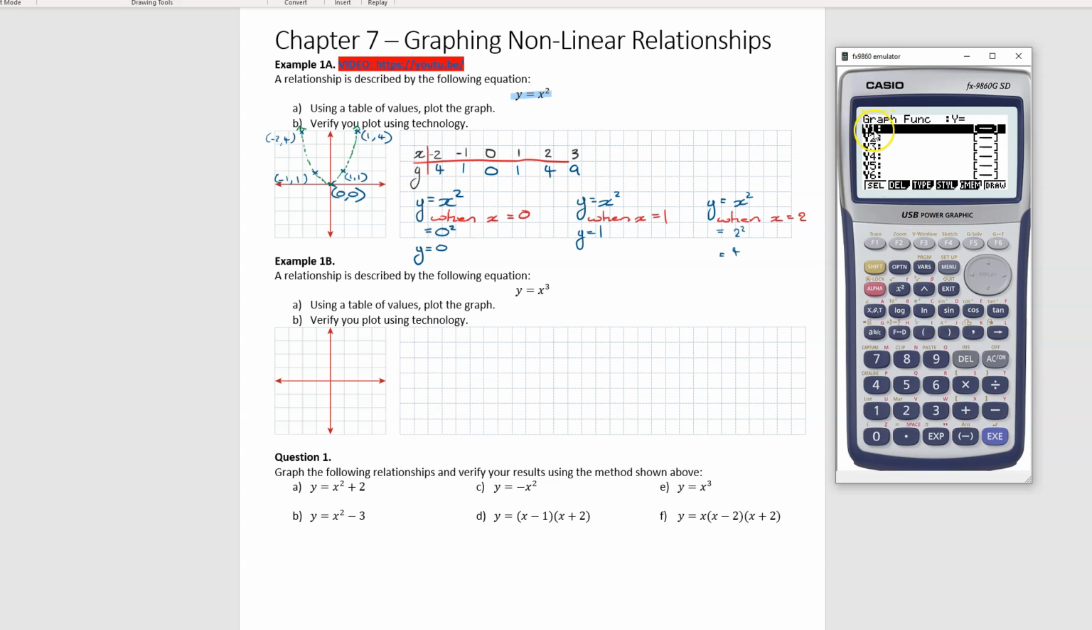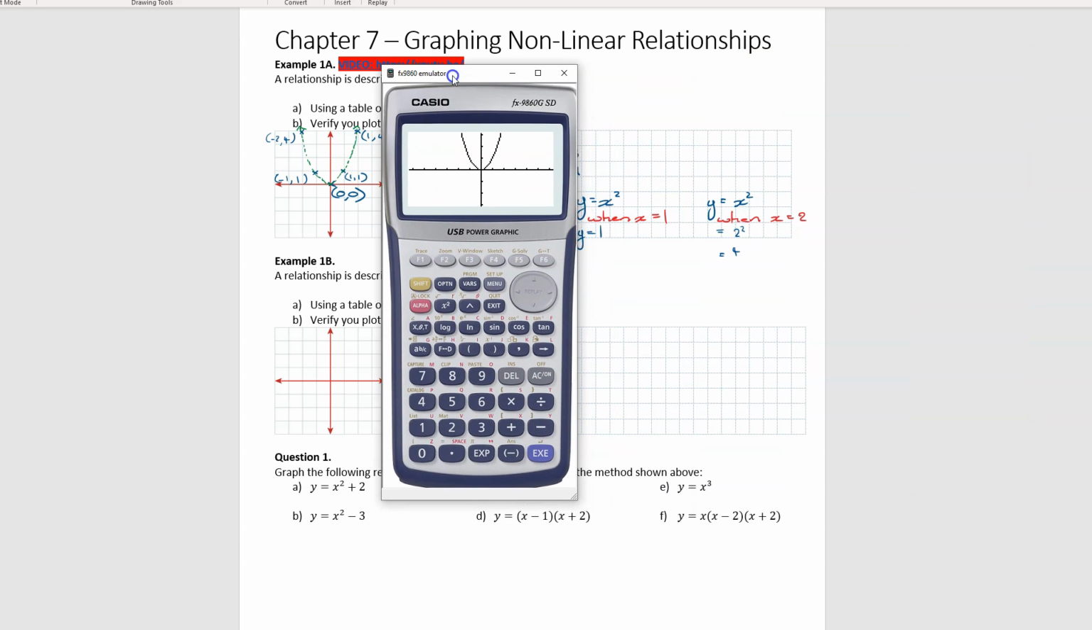What I'm going to do is the relationship is y equals x squared. So that means I have to go over to the X button here. I'll click that, and then I go here to squared. Then I'm going to execute, and then finally I go up to F6 and it says draw. I'm going to click on that. And lo and behold, we've got a funny looking line that resembles what we've drawn over here.